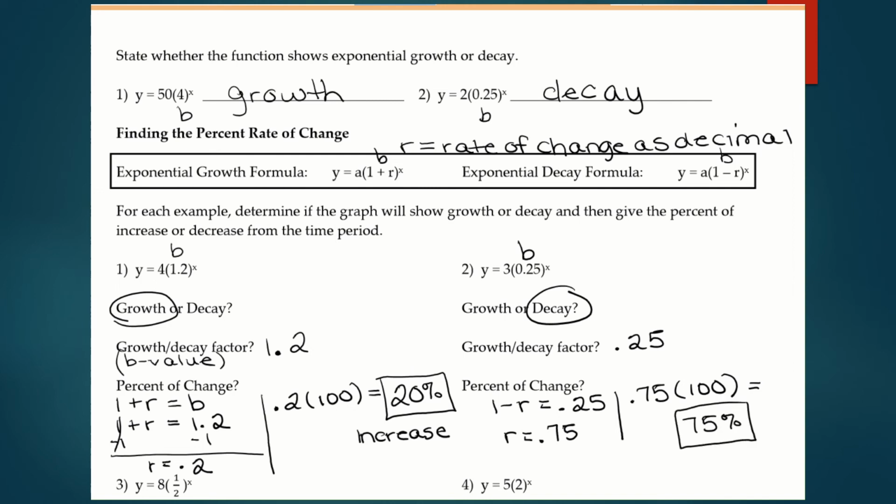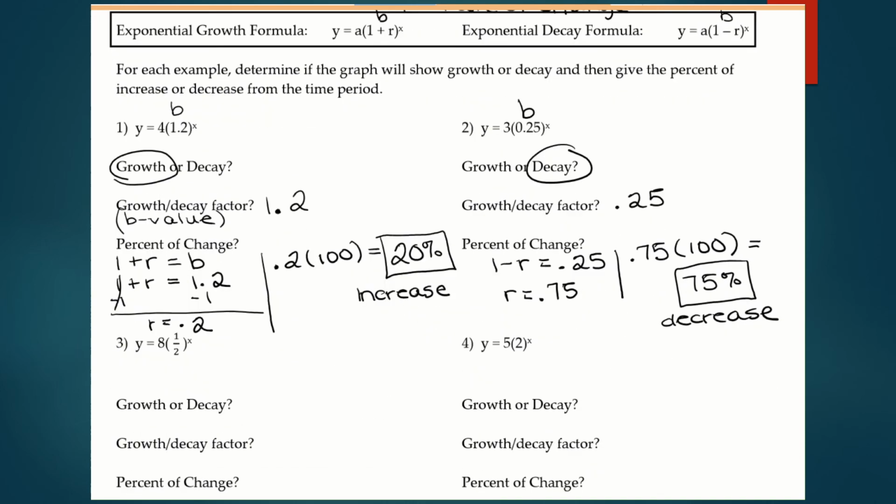Now looking at this, this is a decay, so this is going to be a 75% decrease in my y values. So with each increase in x, my y value is going to decrease by 75% each time. That's what this is telling me right here. All right, let's keep going.